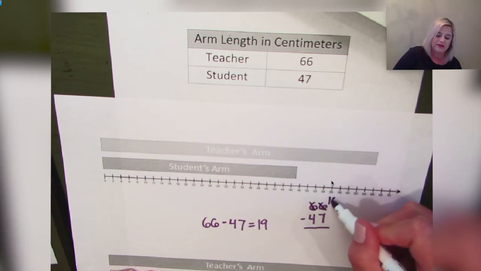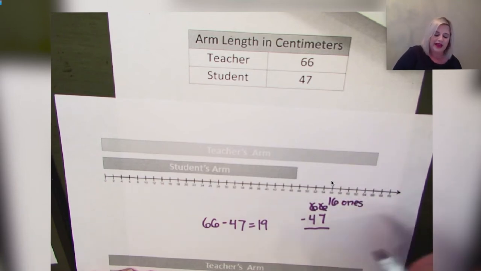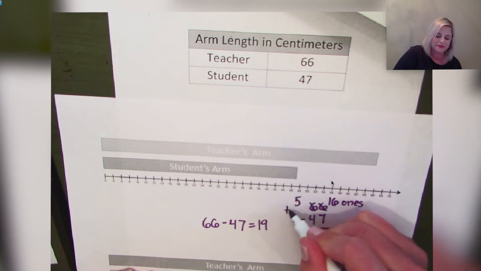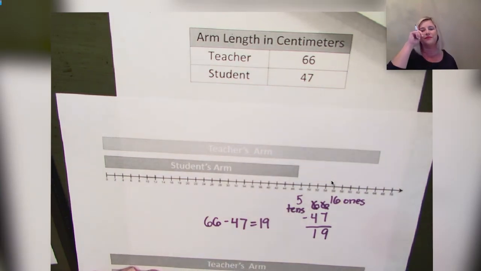So now we have 16 ones. And we have 5 tens. Now we are able to subtract. We can subtract 7 ones from 16 ones. And we can subtract 4 tens from 5 tens. And we know 16 minus 7 is 9, and 5 minus 4 is 1. The teacher's arm is 19 centimeters longer than the student's arm.